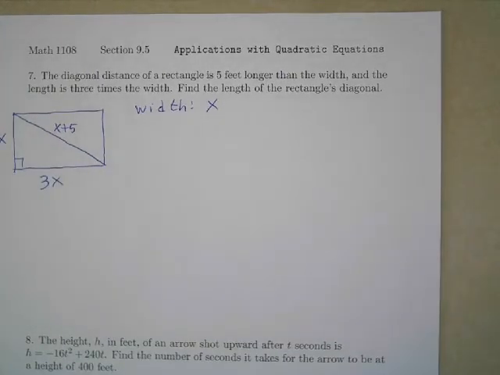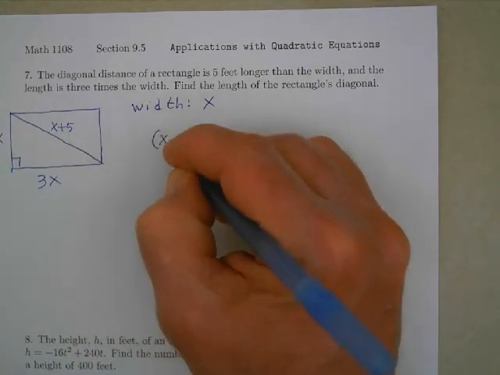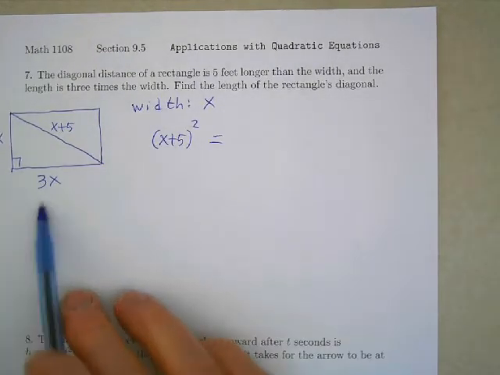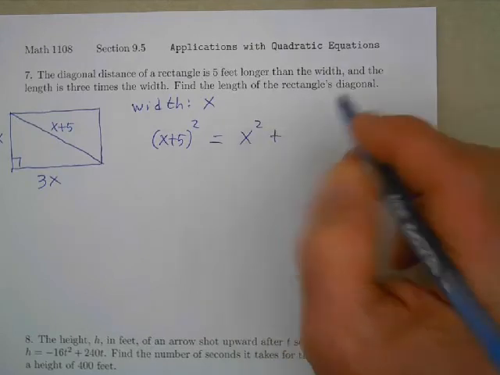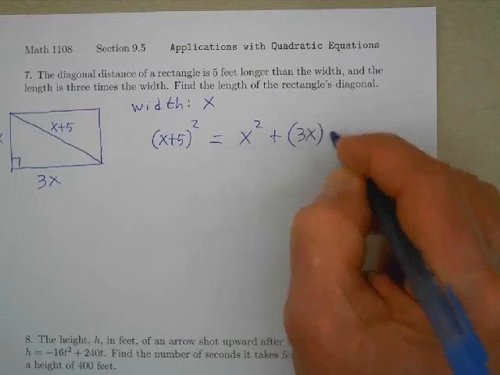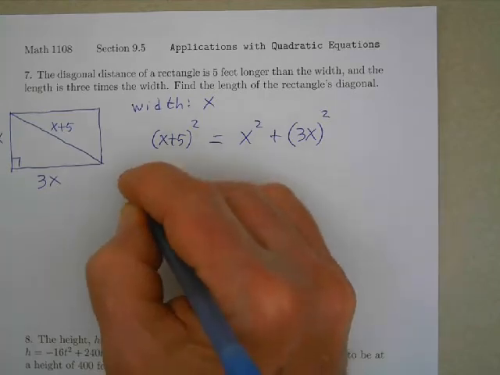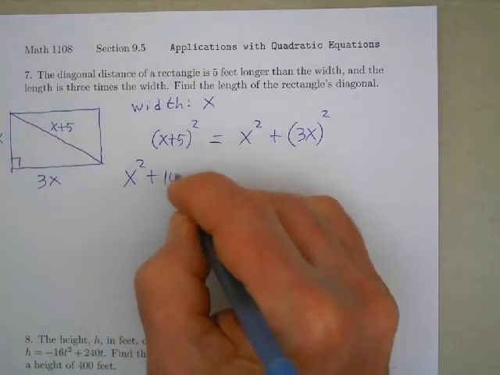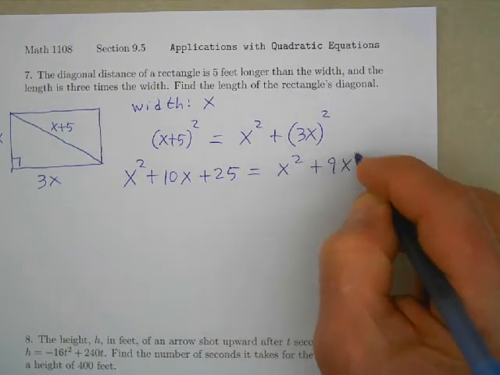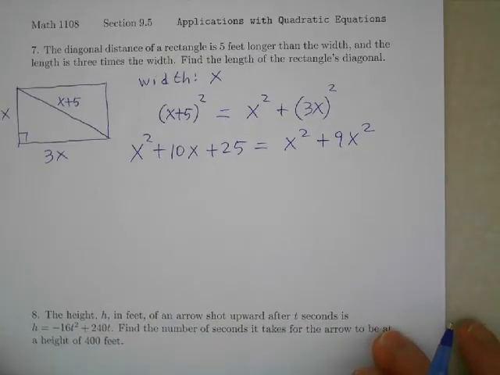Then we remember the Pythagorean Theorem. If you square the length of the hypotenuse, so the hypotenuse is x plus 5, that's equal to the sum of the squares of the lengths of the two legs. So we square the width, x squared, and when we square the length, we have to square the term 3x. This equation is just a quadratic equation, so we multiply everything out, combine like terms, set one side equal to 0, and then at the very least we can use the quadratic formula to solve.